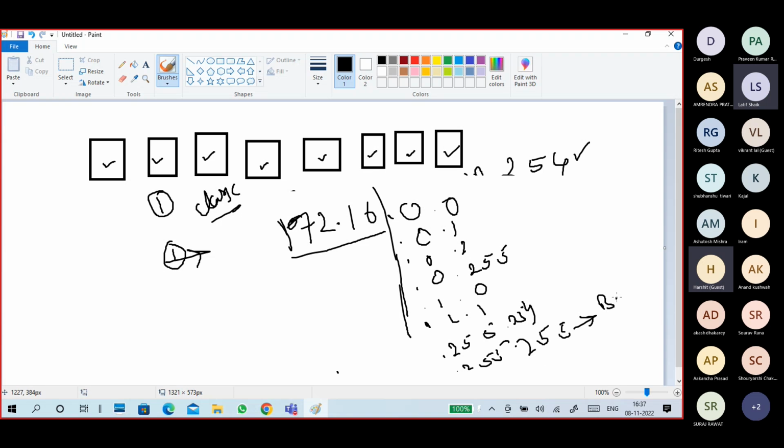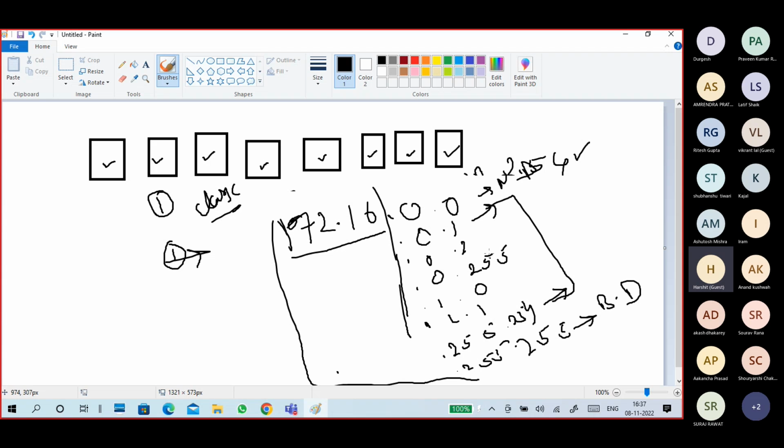This is called a broadcast ID in this network. This is called a network ID. This is entirely one network. This is the first valid IP address. This is the last valid IP address. This is the range of IP addresses. The total is 65,534 IP addresses. What about the remaining two? One is the network ID and one is the broadcast ID.